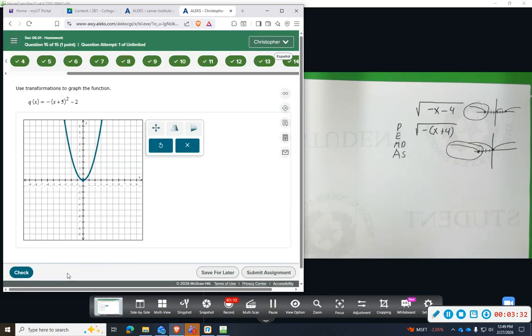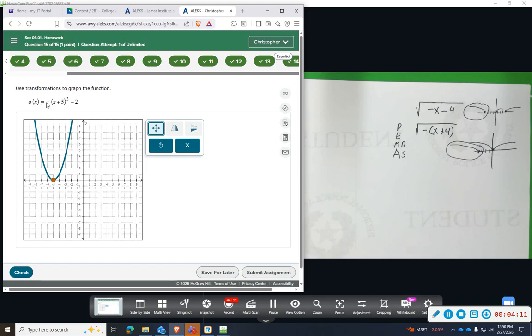And 15, we're going to use transformations to graph this function. So this is a parabola. This is the parent function of a quadratic equation. This is a general parabola. Parentheses, exponents, we're going to do inside the parentheses first. So there's no horizontal compression, but there is a horizontal shift. So the first thing we're going to do is shift this 5 units to the left. So that's the parentheses. So parentheses, exponents, then we're going to do the multiplication.